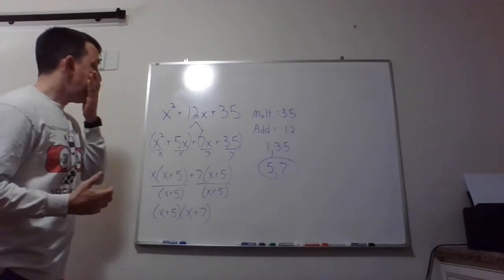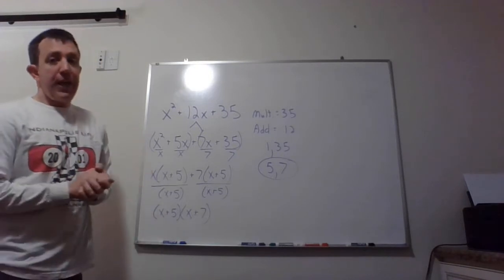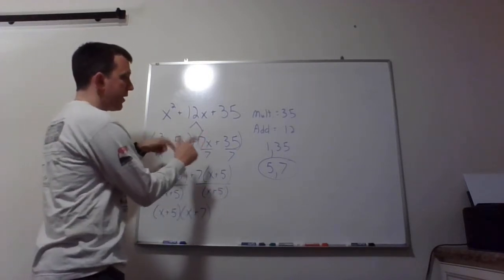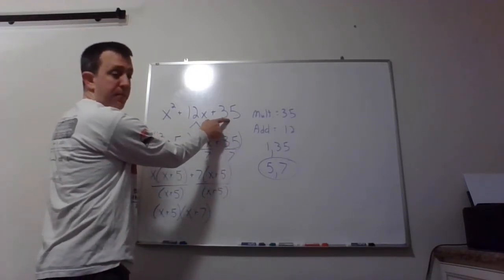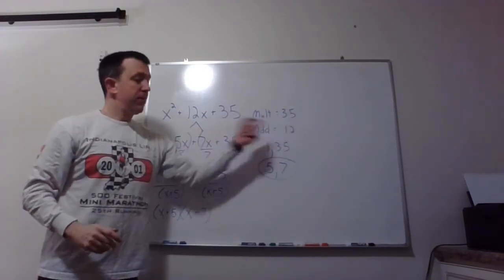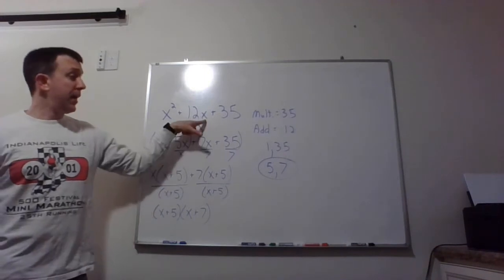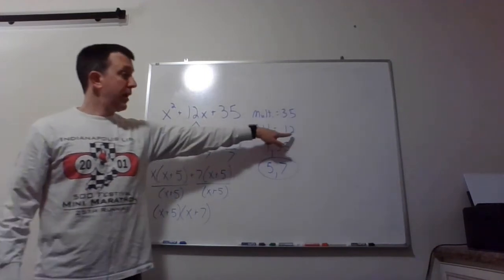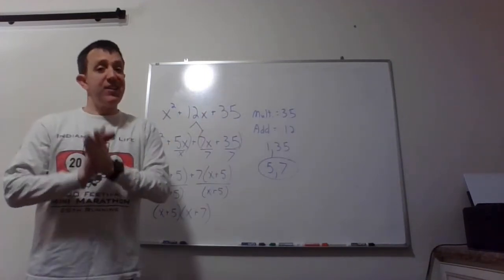So here's what I did. If you remember what I had on the last board, we need a pair of numbers that multiplies to be that number at the end. So in this case, multiplies to be 35. And adds up to the number in the middle, the 12. Notice I don't care about the x. I just want the number. I need a pair that does this.